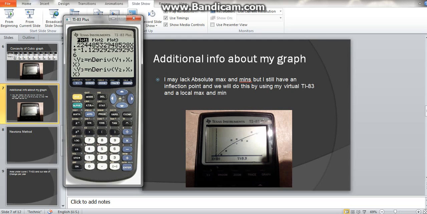You're going to do nDeriv(Y1, X, X) in Y2, which gives you our first derivative. And to get our second derivative, you're pretty much going to do the same thing, but instead of using Y1, you're going to use Y2, which gives us our second derivative. Then we're just going to go up, turn that graph back on, and go to our graph. Wait for it to load up. You won't notice my second derivative because it's really, really small.